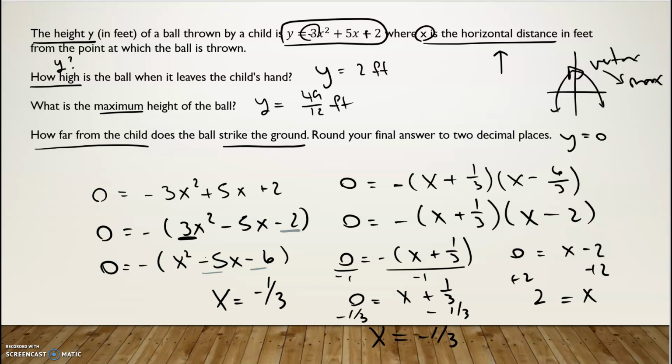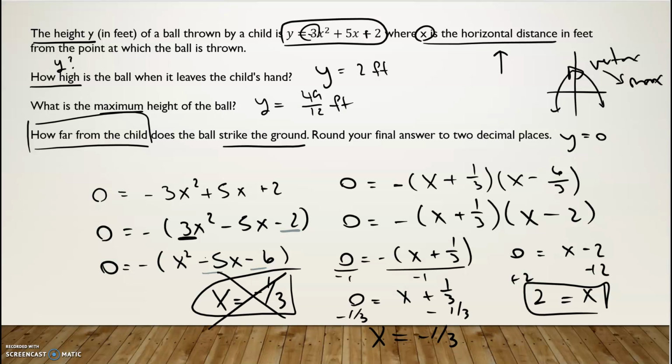Okay, now it's talking about how far from the child does the ball strike the ground. We got two answers. We got x is equal to 2, and we got x is equal to negative 1/3. Now for distance, it doesn't make sense for it to be negative, so this can't be the answer. So the only answer that we have is x is equal to 2 feet. So it goes 2 feet from the child when it strikes the ground.